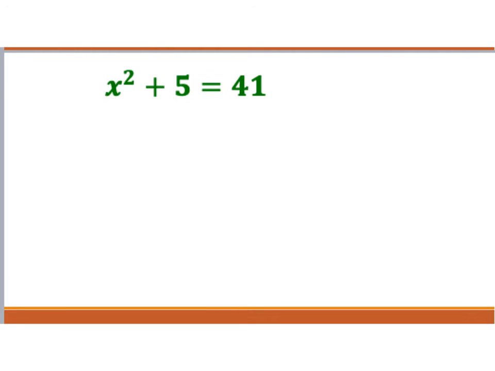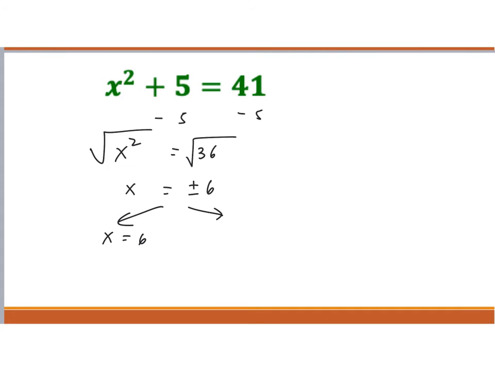Another example, x squared plus 5 equals 41. So we subtract 5 from both sides of the equation. So we get x squared is equal to 41 minus 5, which is 36. Next, we get the square root of both sides. We get x is equal to plus minus square root of 36, which is 6. So again, it means two solutions: x equals positive 6 or x equals negative 6.